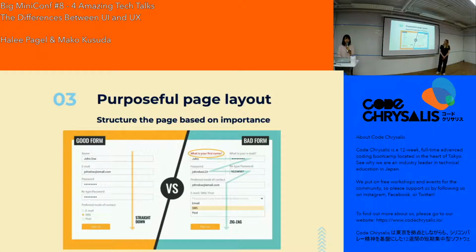Third, be purposeful on page layout. Consider the structural relationships between items on the page. Careful placement of items can help draw attention to the most important pieces of information and can aid scanning and readability. As you can see, in the good form, the user can go down the page and it's easier to use.